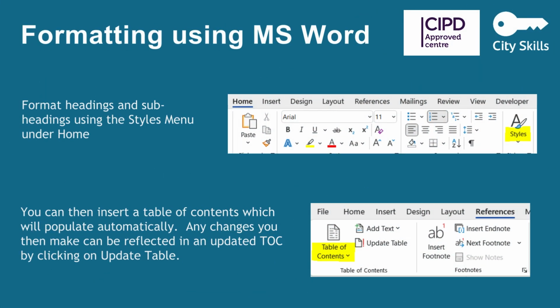Formatting using Microsoft Word. Format headings and subheadings using the Styles menu under Home. You can then insert a table of contents which will populate automatically. Any changes you then make can be reflected in an updated TOC by clicking on Update Table.